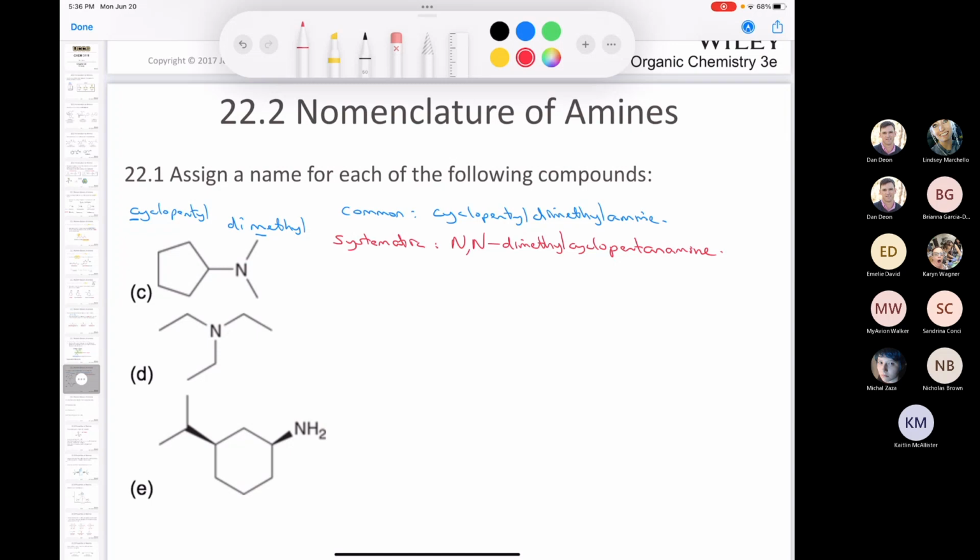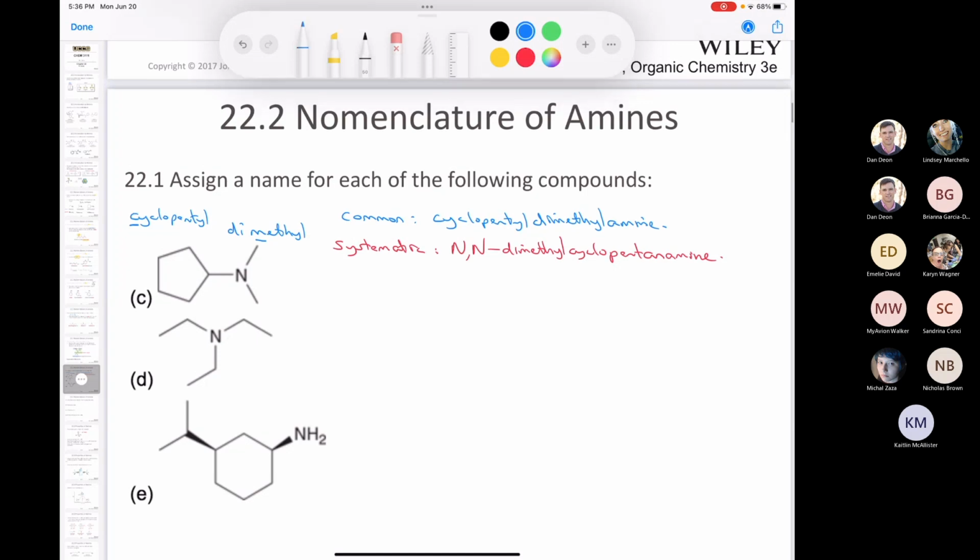All right, let's take a look at the next one. The common name, I'm sure you all identified it faster than I could. So the next one, the common name, you have 3 ethyl groups. Not ethyl. That would be funny, but it's not that. It's triethyl. So we would just call that triethylamine. And that base is actually so commonly used that it has its own acronym. We call it TEA.